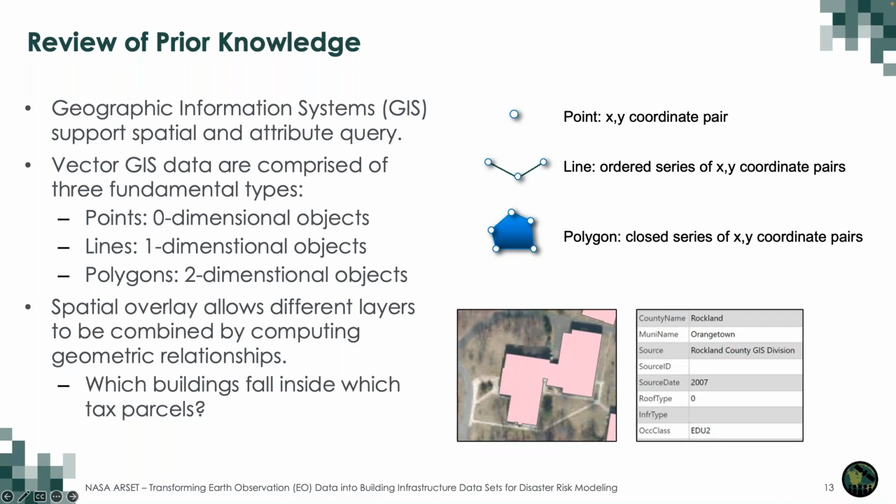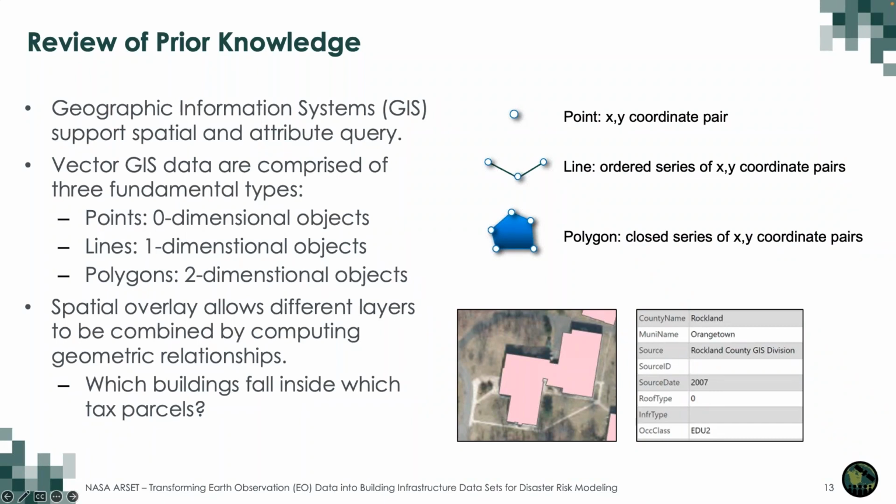The fundamental nature of vector GIS space is a simple data model of points, which is just an XY coordinate pair for every single point; lines, which are ordered series of XY coordinate pairs; and polygons. Points, of course, have no dimension. They have no area, no length. Lines have a length, but no area. They're one-dimensional. And then polygons, like tax parcels or building footprints, you've got a closed series of XY coordinate pairs.